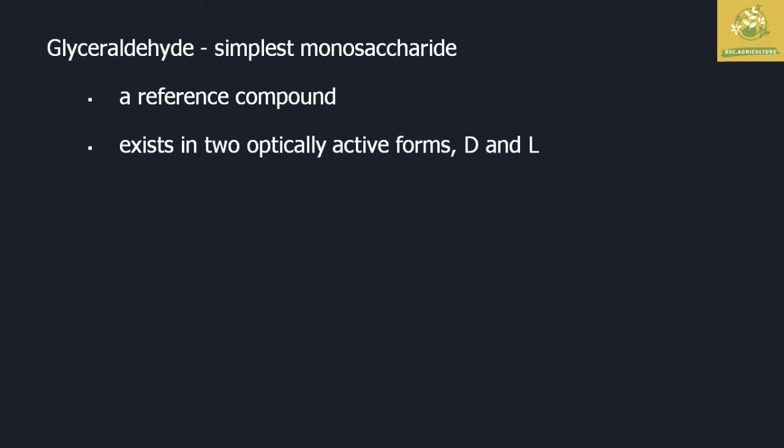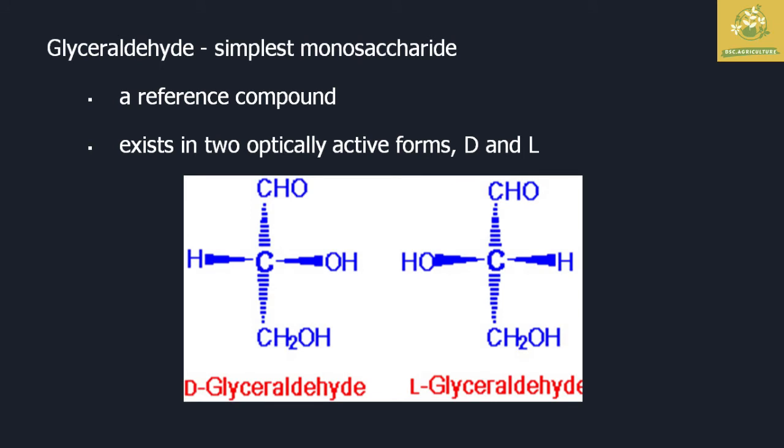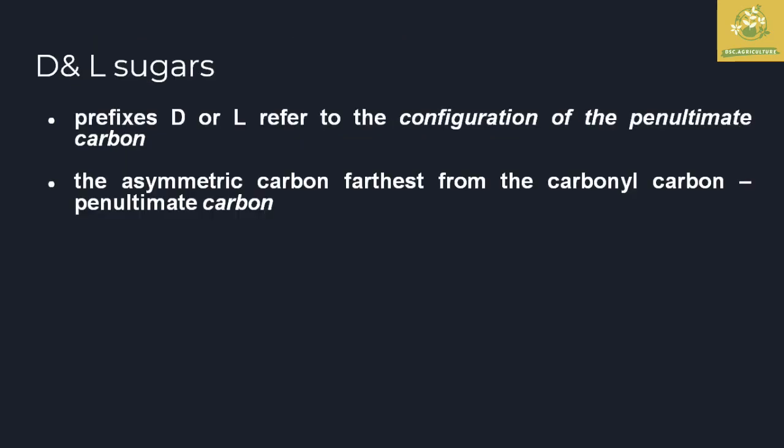While seeing what are the structures of monosaccharide, the first is the glyceraldehyde, which is a simple monosaccharide, a reference compound which is optically active in two forms, D and L forms, also known as D glyceraldehyde and L glyceraldehyde. You can make the difference where the OH is on the right hand side of the carbon in D glyceraldehyde, as well as the OH is on the left hand side of the carbon in L glyceraldehyde. So, D and L sugars.